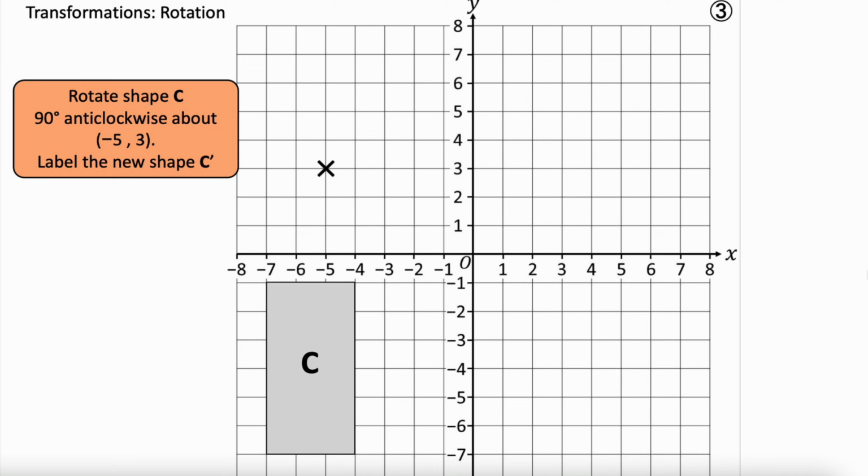Let's try to rotate shape C, this rectangle, 90 degrees anti-clockwise about the center of rotation -5,3 here. So we will first of all make a line from the center of rotation to one of the vertices here. Let's take this one. And just to make it easier, we will put a mark there, a red dot.